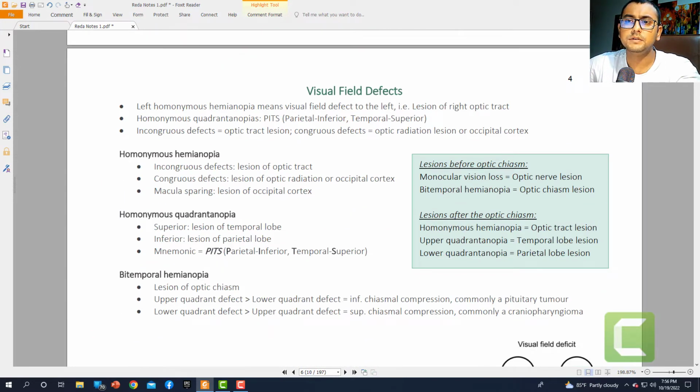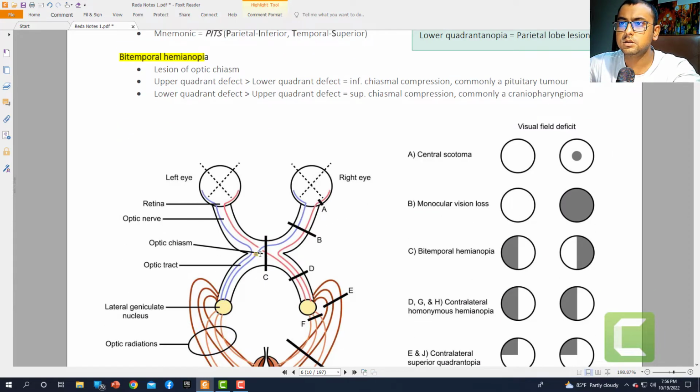Now the visual field defects. This is a box. What kind of visual field defect is present here? Homonymous hemianopia, homonymous quadrantanopia, bitemporal hemianopia. In short, monocular vision loss is an optic nerve lesion, and bitemporal hemianopia is an optic chiasma lesion. Very important: this is the optic chiasma.